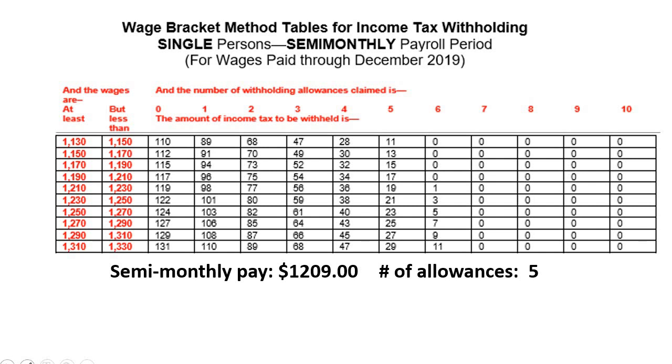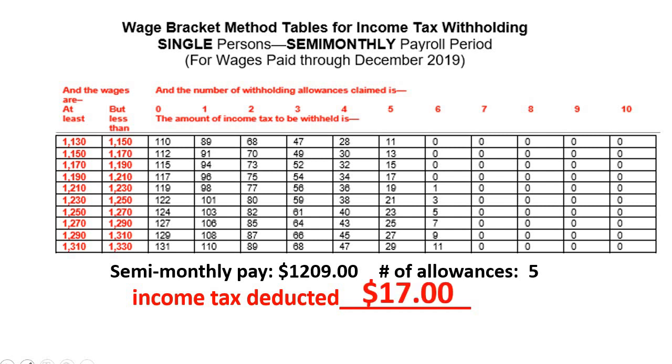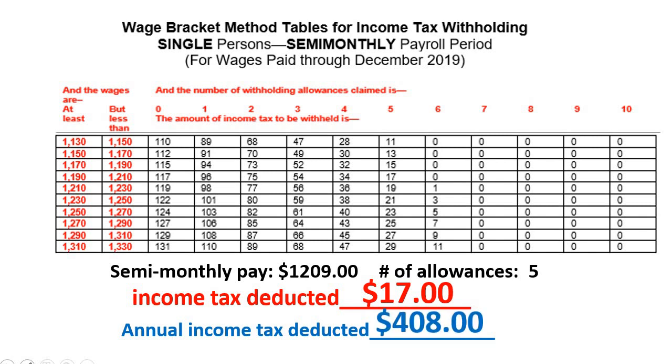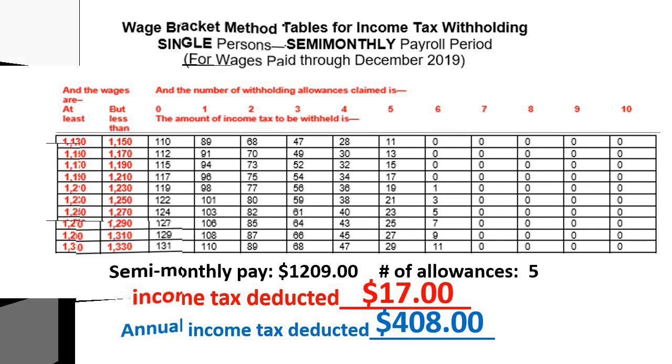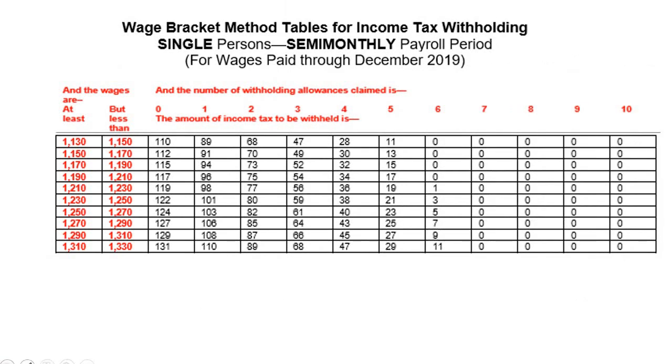So the semi-monthly pay is $12.09 and we got 5 allowances. So first thing we need to do is find out how much income tax is deducted from that check. So find that number in the table. Perfect, $17. So how much is deducted for the whole year then? Determine that answer right now. Awesome, 408, because all I had to do was multiply the 17 times 24 to get that answer. Beautifully done. All right, let's do this again.